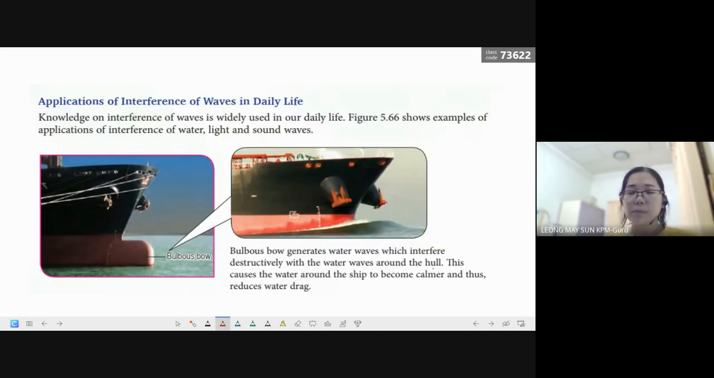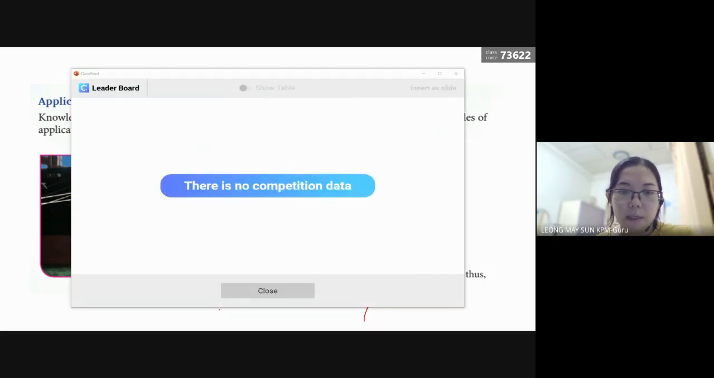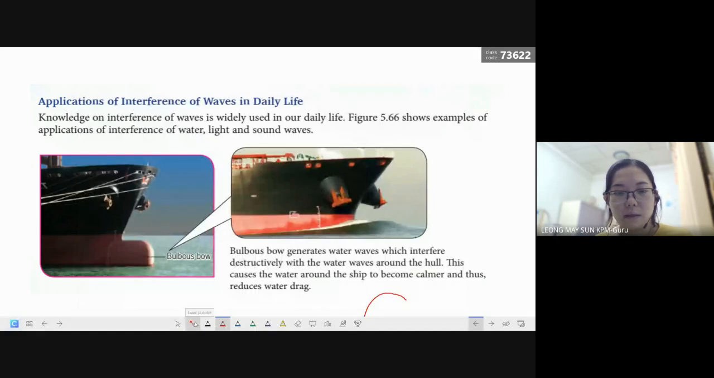All right, so applications of interference of waves in daily life. Knowledge of the interference of waves is widely used in our daily life. An example is this application of water waves. Okay. So here, in front of the ship, there's actually a bulbous bow. It generates water waves which interfere destructively with the water waves around the hull. So this causes the water around the ship to be much calmer, thus reducing the water drag.